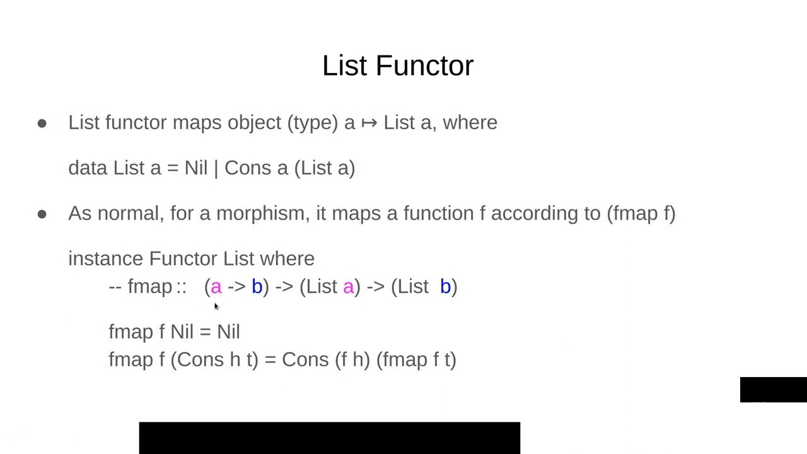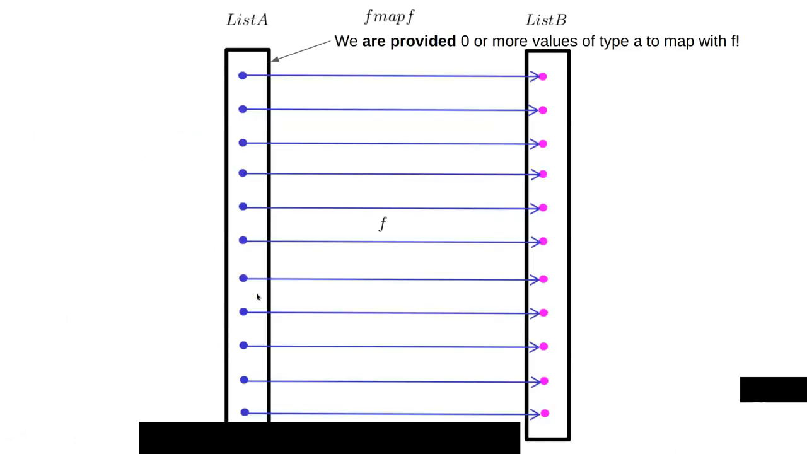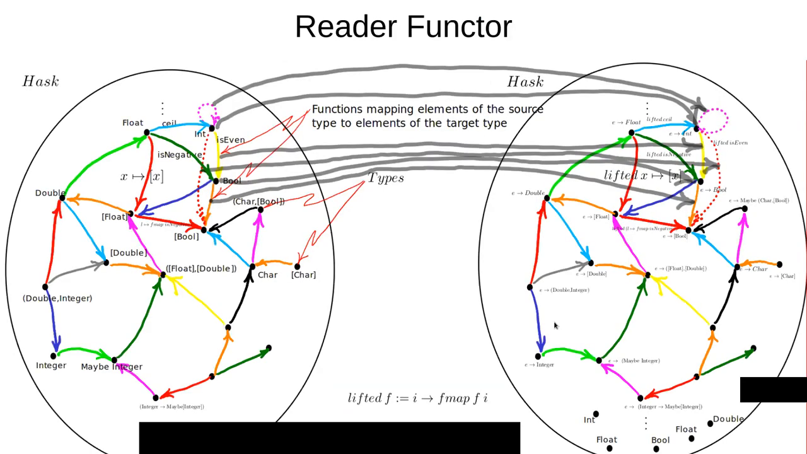It lifts particular functions here, like from A to B, to now operate on the image of the functor for the corresponding source type and target type. I think that's all familiar to you. So it maps each of these over. Very nice. Now, the reader functor is an interesting beast.